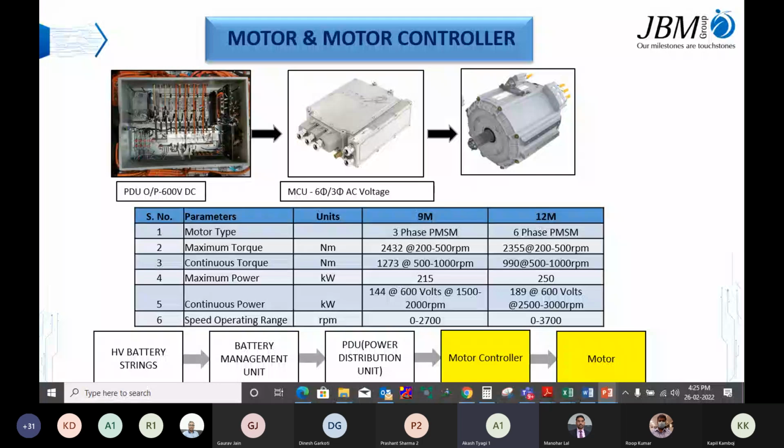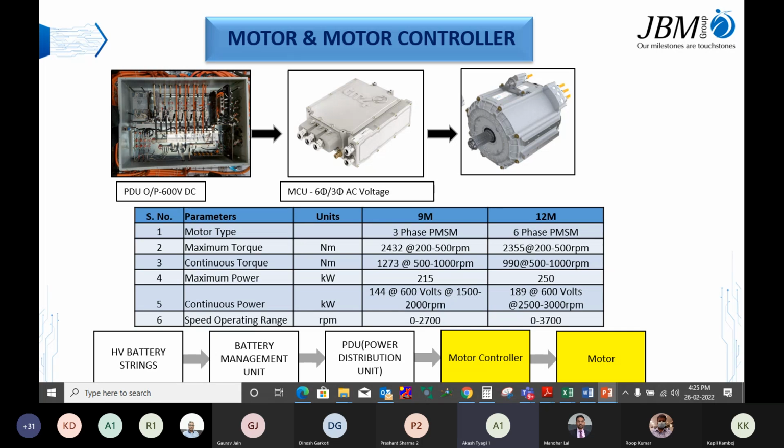Both of these motors are permanent magnet synchronous motors. For example, the rotor is a permanent magnet, and the rotor runs at synchronism. The maximum torque of both of these motors is almost same. The gear ratio being different provides higher torques in the 12 meter vehicles. The continuous torque of 9 meter variants, if you see, is higher than the 12 meter variants. The reason is because the continuous power of 9 meter variants is at the same speed of the 12 meter variants. That is why the continuous torque is higher.